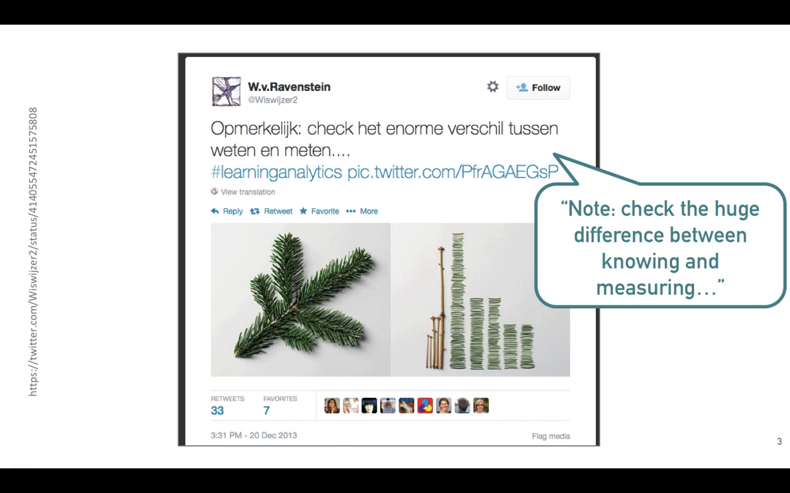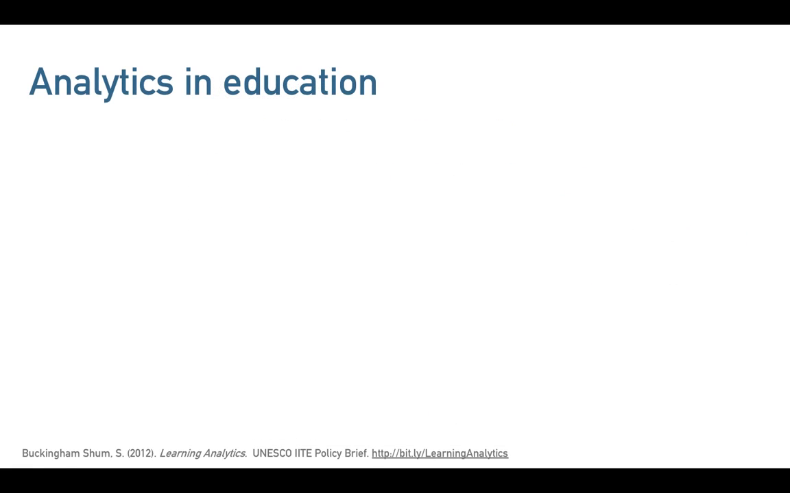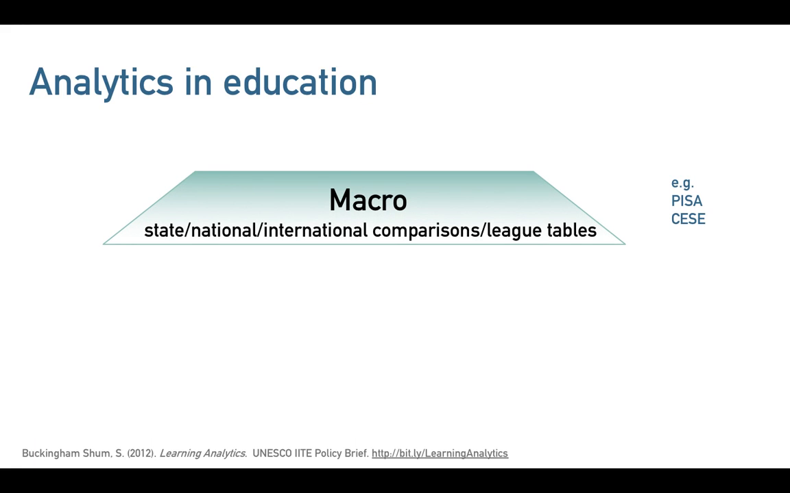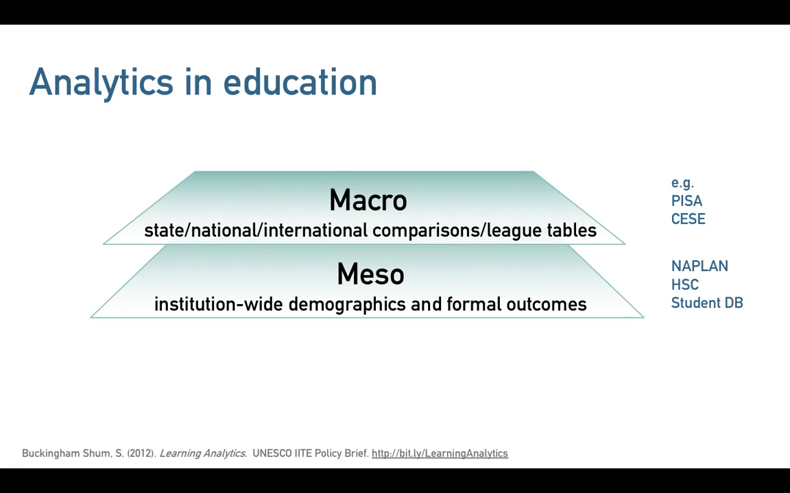Okay, here's a way of thinking about analytics in education. All right, here we have at the macro level, this is the stuff that we get from PISA and CZ at state, national, international level. If we're lucky, we get league tabled and named and shamed as well. Okay. Then we have the meso level, and I'll define meso as the institutional level, okay? And this is the data that you're all sitting on right now. And we might name and shame NAPLAN HSC, for example, and we have, of course, all the other student data you have in your student database. That's what student DB means there.